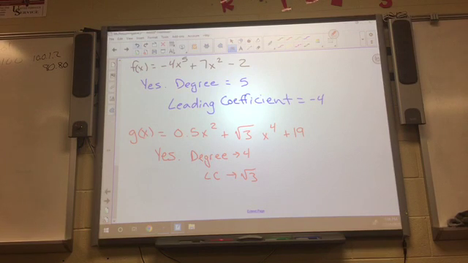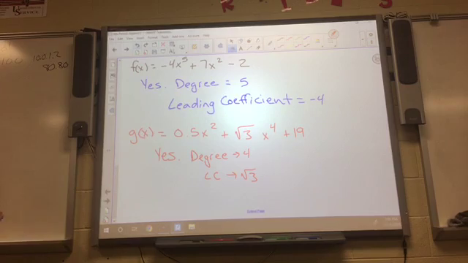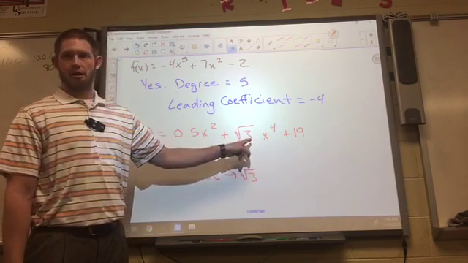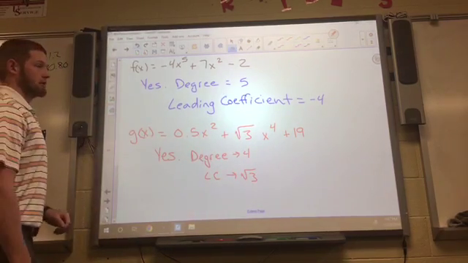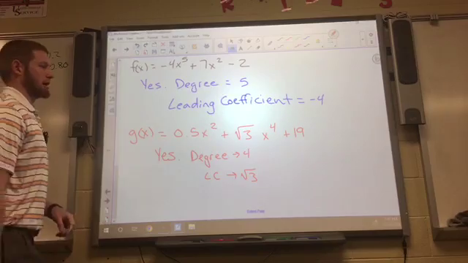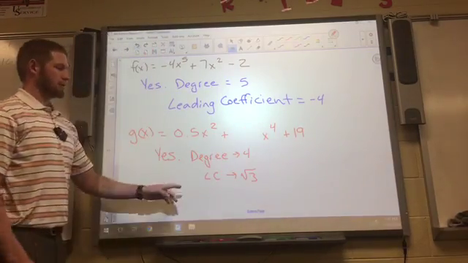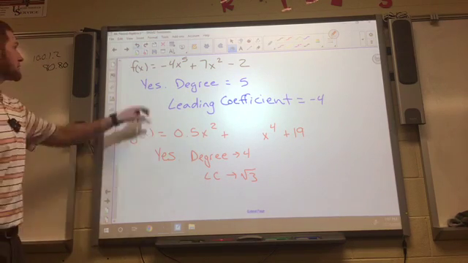Still doing okay? All right. The leading coefficient is always with the biggest exponent. That's the nice thing about it. If you find your biggest exponent, your leading coefficient has to be attached to it. It's just 1, yeah. If it was just plus x to the 4th, the leading coefficient would be 1. Is that what you're asking? Yes.